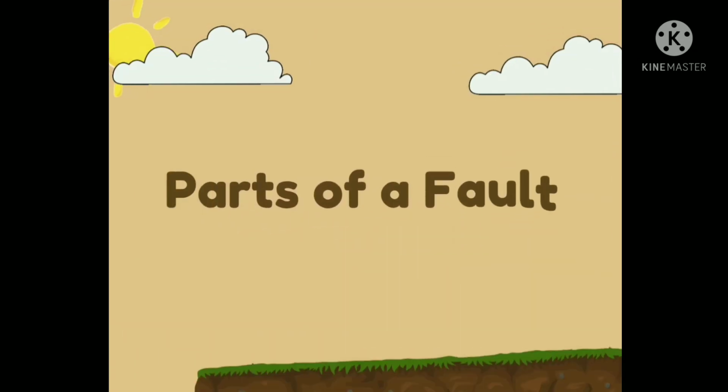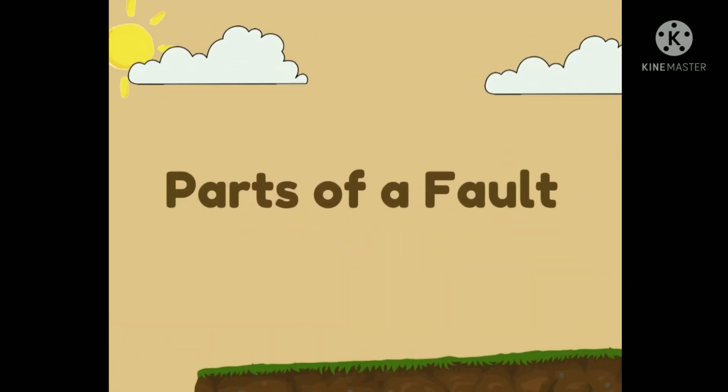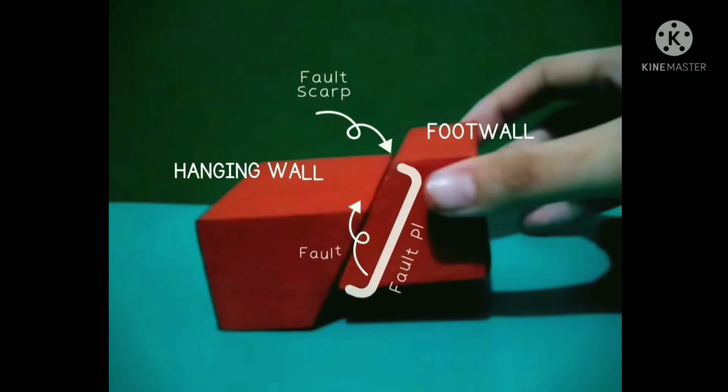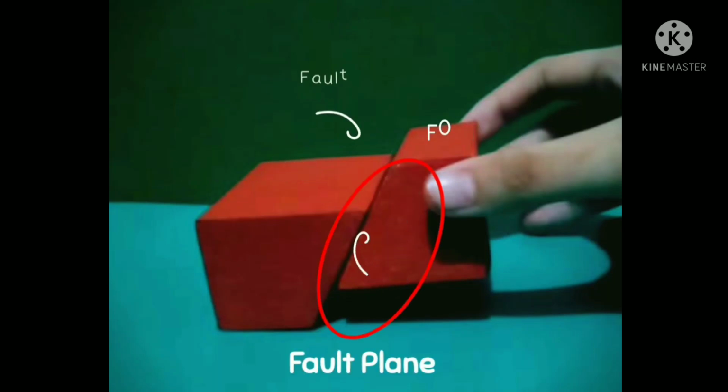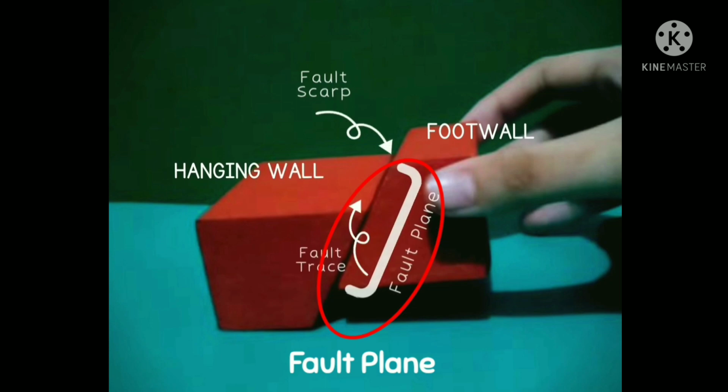Now that we know what is a fault, let us learn about its parts. Here are the major parts of a fault. The first part is the fault plane. This is defined as the plane which represents the fracture surface of a particular fault.